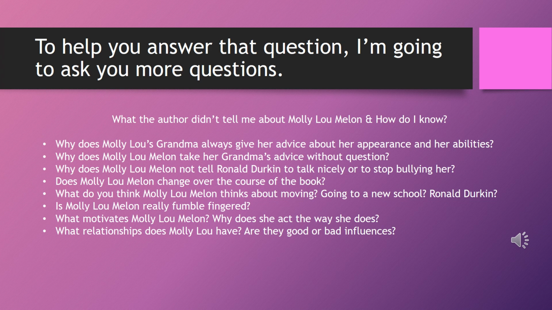What do you think Molly Lou Mellon thinks about moving? What do you think she feels about going to a new school? How do you know what she feels about Ronald Durkin? Is Molly Lou Mellon really fumble-fingered? What motivates Molly Lou Mellon? Why does she act the way she does? And what relationships does Molly Lou Mellon have? Are they good, or are they bad influences? After you answer these questions for part 1 of your assignment, you'll move on to part 2.